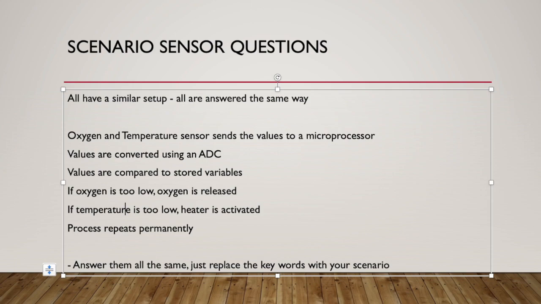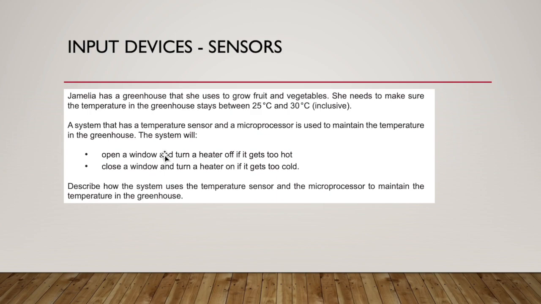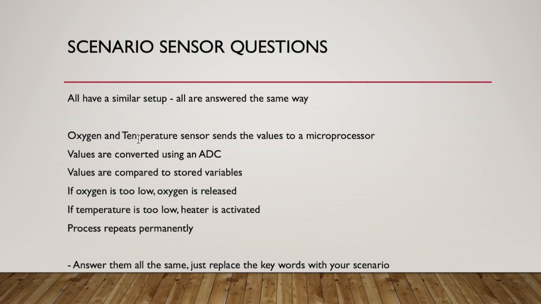Looking back at this one here, this one says we open a window and turn off the heater if it's too hot, close a window and turn off the heater if it's too cold. So you would convert this and say we open a window and turn the heater off if the reading is higher than the stored value, and we do the opposite if it's lower than the stored value. Then at the end, for the extra final mark, you just say the process repeats. Remember this, because this is how you answer every single one of the sensor scenario questions, which come up really frequently. You just use the same answer and replace the keywords with what's specific to yours. All right.